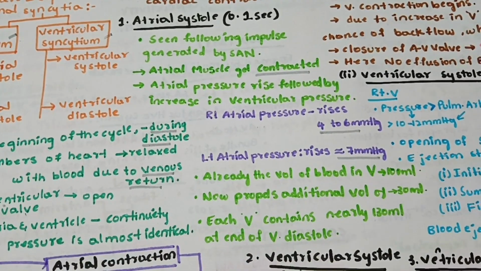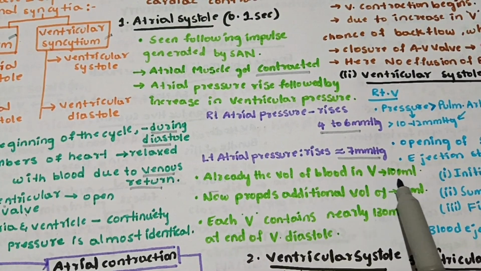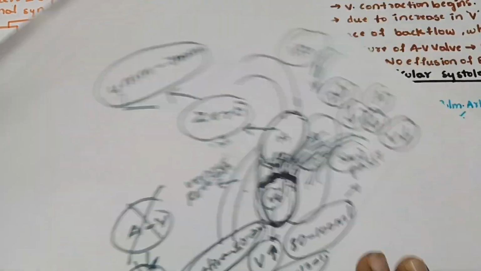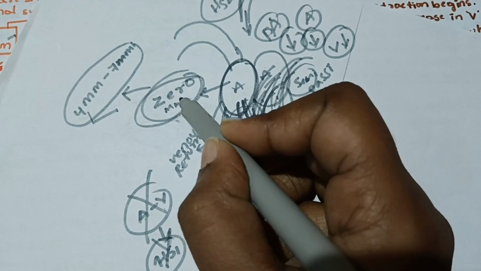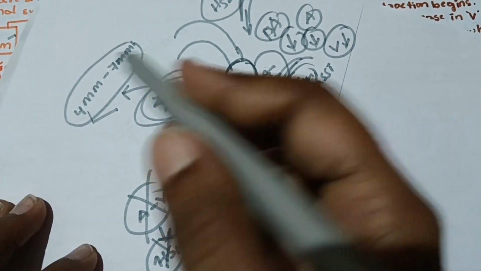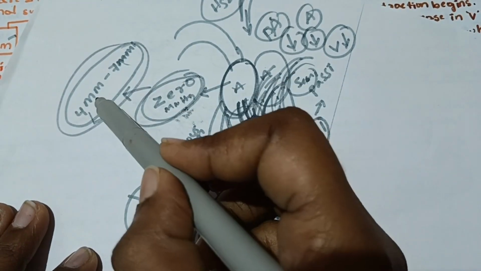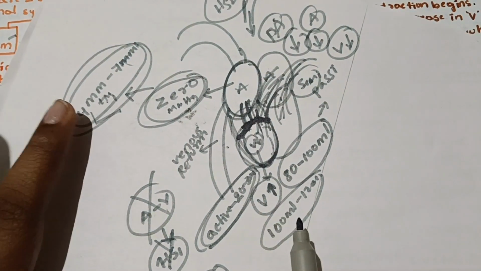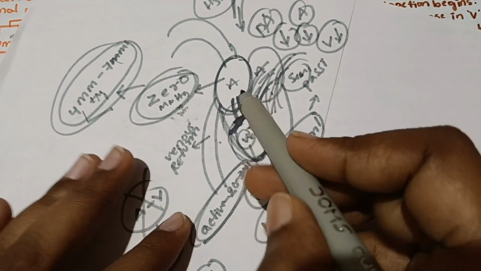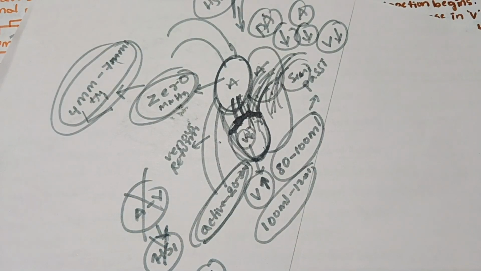Now, in the initial stage there is 0 mmHg of pressure in the atria. Now that is increased to 4 mmHg and 7 mmHg. So due to increase in pressure in the atria, there will be passive filling of the ventricle, and that too very rapid.